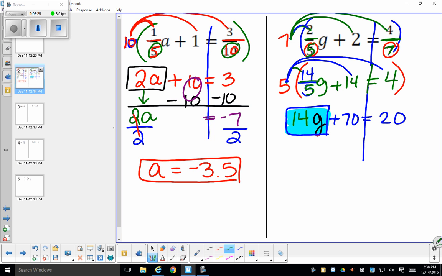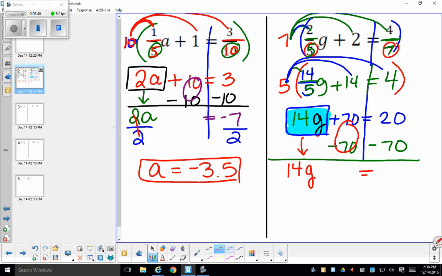All right, here we go, 7th grade. So I will subtract 70, copy, paste. As I work left to right, if I haven't used it, I drag it down. So we say 14g on the left-hand side. On the right-hand side, we have 20. Take away 70 is negative 50, and pause. Take a peek at that.